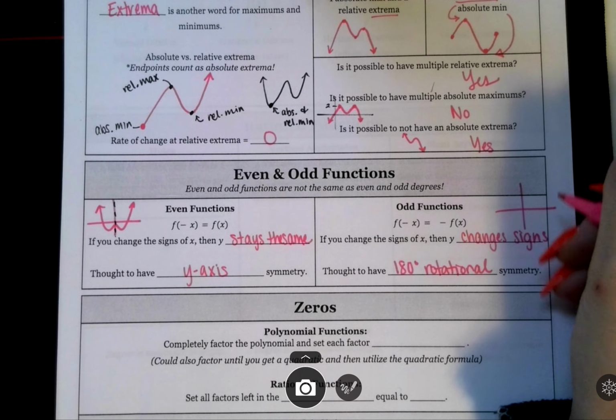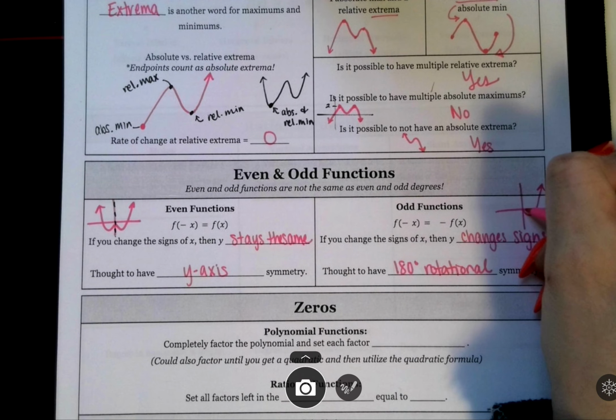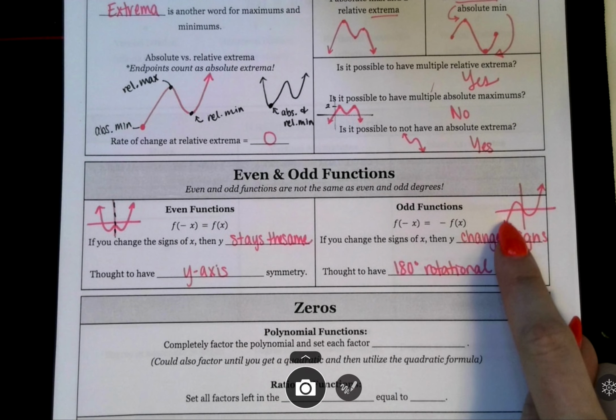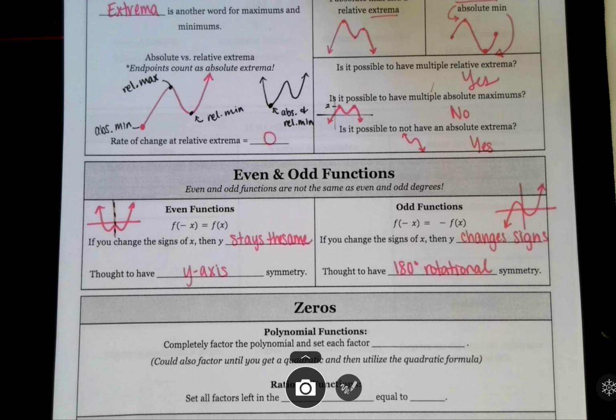So if I have a graph, I would say this is an odd function. I could take this one side, rotate it 180 degrees, and it would line up with the other side.